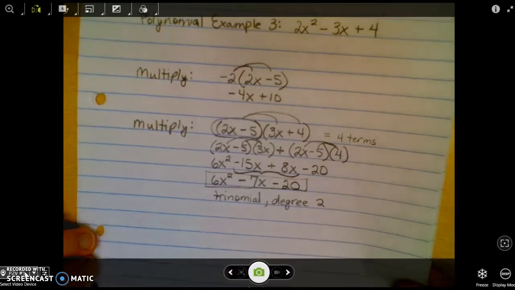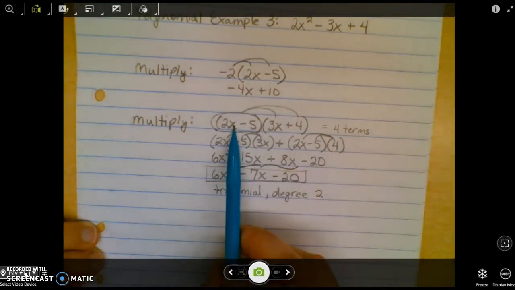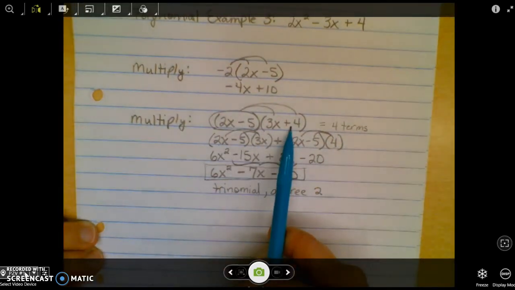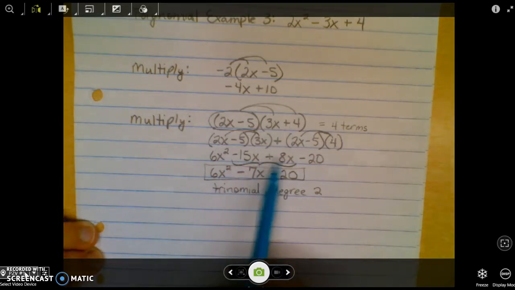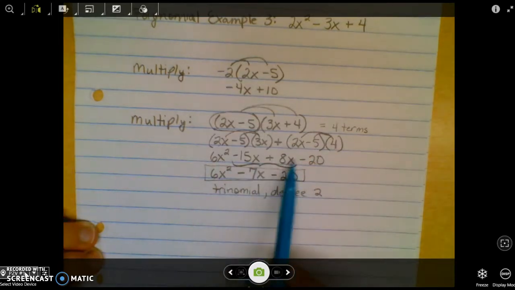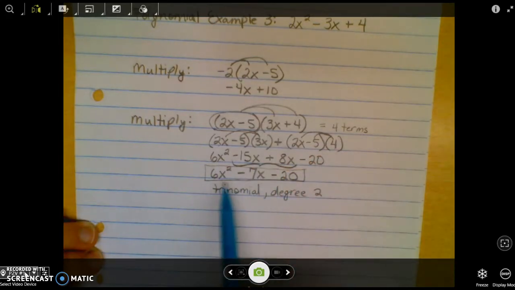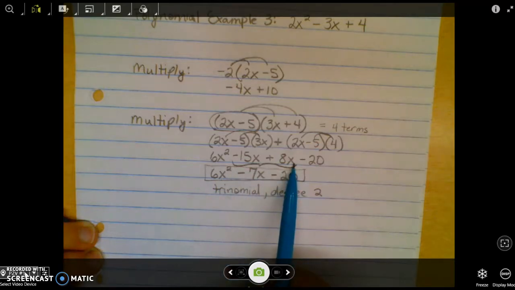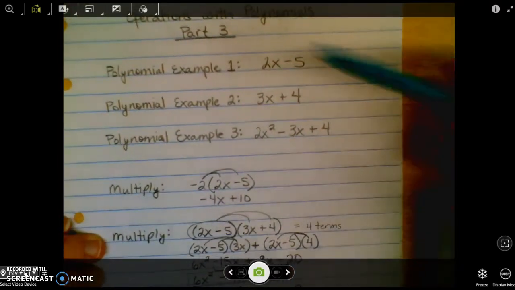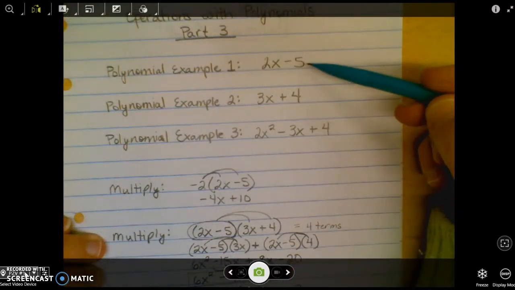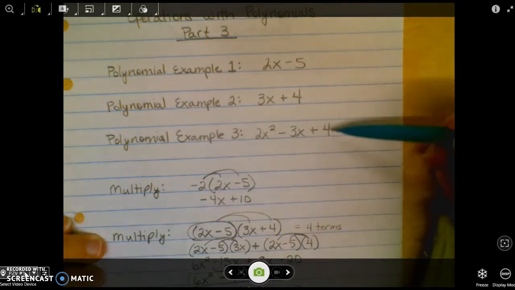So our first example we did in Part 3, we multiplied a binomial times a binomial, which is really just two distributions. And then once we do our two distributions, we end up with four terms. And then we have two like terms that line up in the middle, so we ended up with three terms. So now I'm going to take one of my binomials and multiply it by a trinomial.